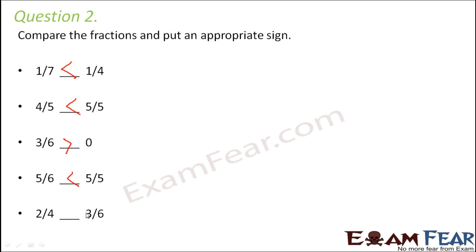2 by 4 and 3 by 6. So in this case they are completely unlike fractions. Denominator is different, numerator is different. So let us try to compare them. 2 by 4, if you bring it to its simplest form, becomes 1 by 2. 3 by 6 if you bring it to its simplest form, becomes 1 by 2. So that means both of these are equal because they are nothing but equivalent fractions.